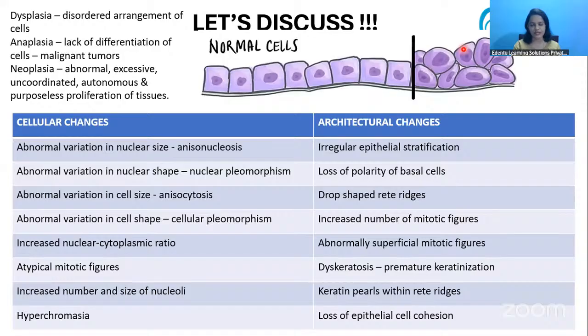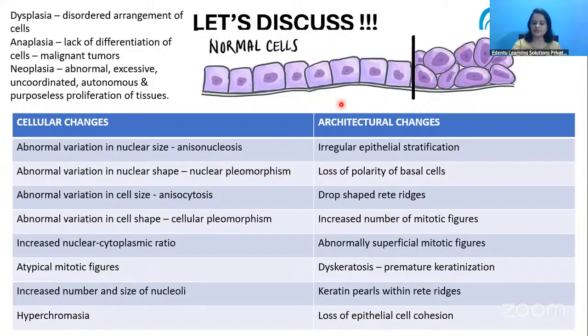Dyskeratosis, that is premature keratinization, can be seen in the parabasal layers, and keratin pearls within the rete ridges can be seen, and the loss of epithelial cell cohesion. Okay, so one important feature of the squamous cells in the stratum spinosum is one cell will be attached to the other cell with the help of intercellular bridges. Okay, so these bridges will be lost and there will be loss of cohesion between the stratum spinosum cells also. Okay, so those are all features of dysplasia.